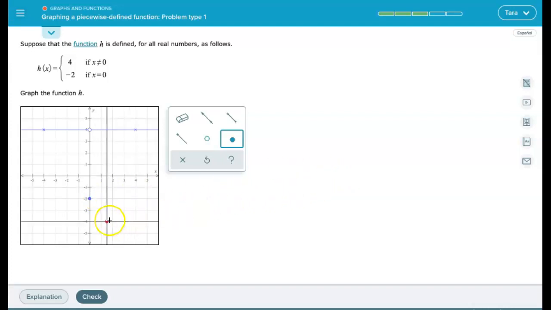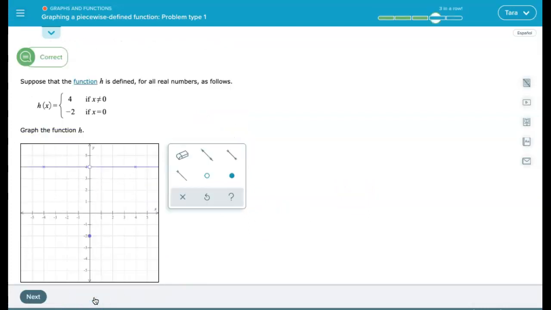And then I want you to notice as well that this graph does pass the vertical line test because even though we have an open dot above, we have the solid dot below. So indeed, it will pass the vertical line test, which means it will be a function. And then we'll go ahead and check it to be sure. And we did it correctly. I hope that helps you graph piecewise defined functions that have a similar format to this one.